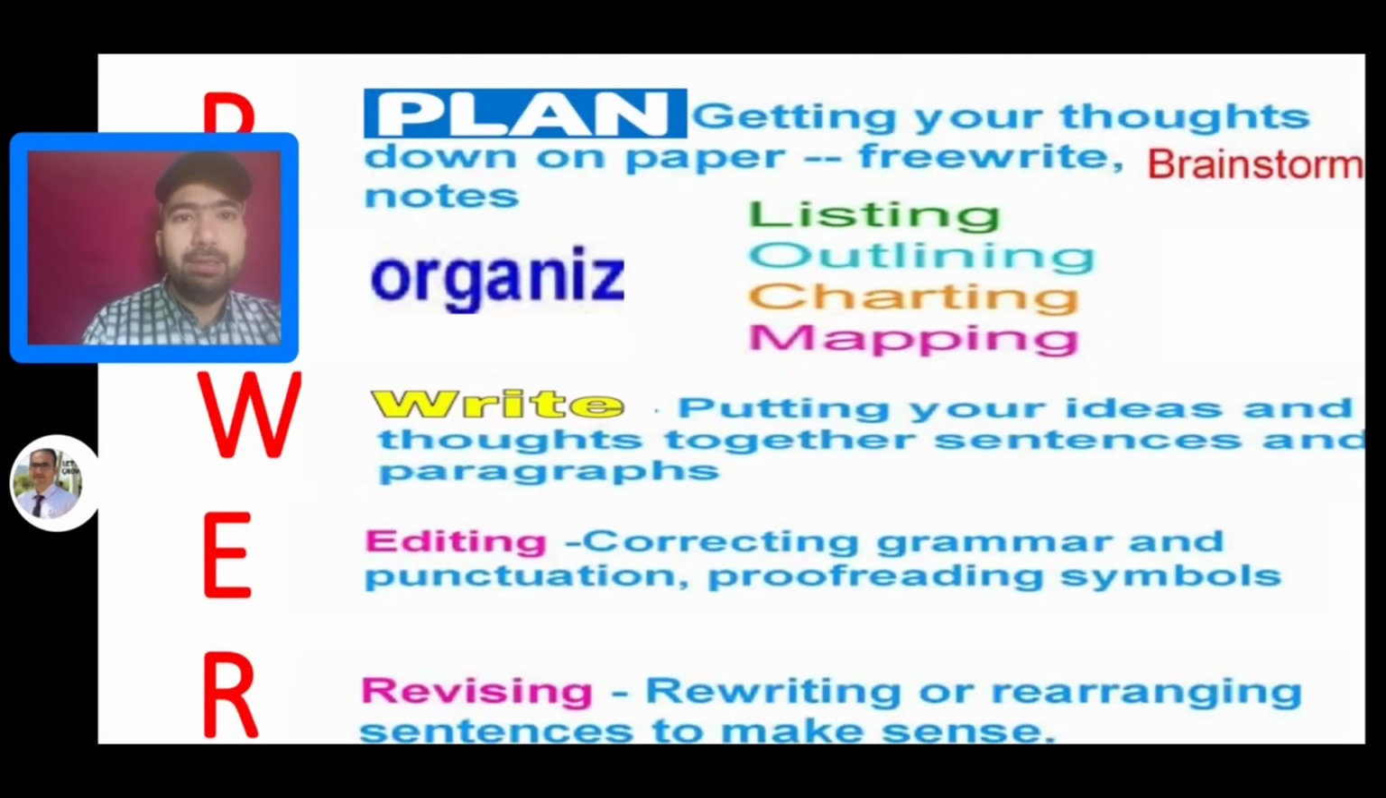So power. Yes, power. POWER: P for plan, O for organize, W for write, E for editing, R for revising. So if you have power, you can write very well. So let's start with P, that is plan. Yes, the first step in writing is to plan.